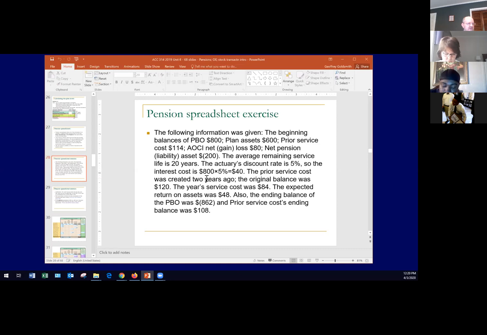Prior service cost was created 2 years ago. The original balance was 120. The year's service cost was 84. The expected return on assets was 48 million. Also, the ending balance of the PBO was 862, and prior service cost's ending balance was 108 million. In real life, you'd need an actuary to get those numbers for you.